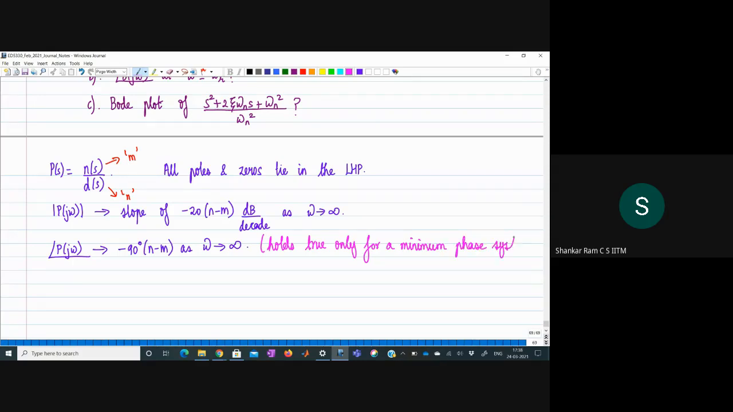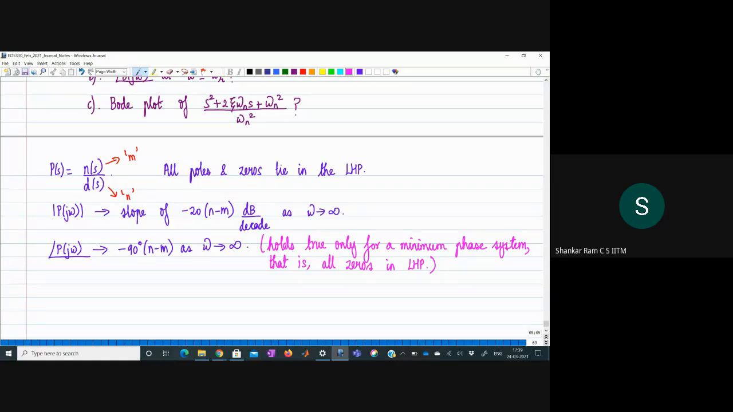So, of course, we are considering a stable system. Okay, so if we have what is called a minimum phase system, okay, so what is a minimum phase system? A minimum phase system is one with all zeros in the LHP. Zeros, if they exist, are in the left half of the complex plane. Okay, so if you have a minimum phase system, then it can be shown that the phase of the sinusoidal transfer function as omega tends to infinity will be minus 90 degrees times n minus m. Okay, so that can be shown.